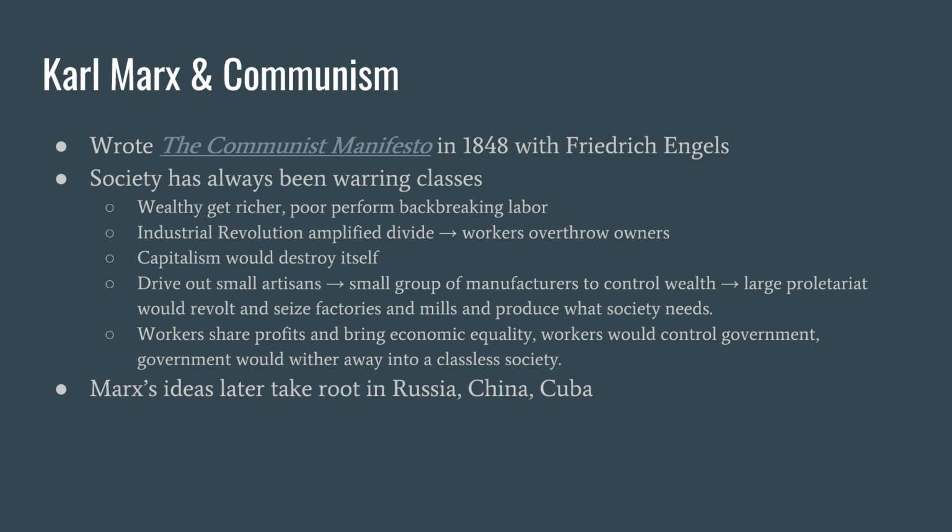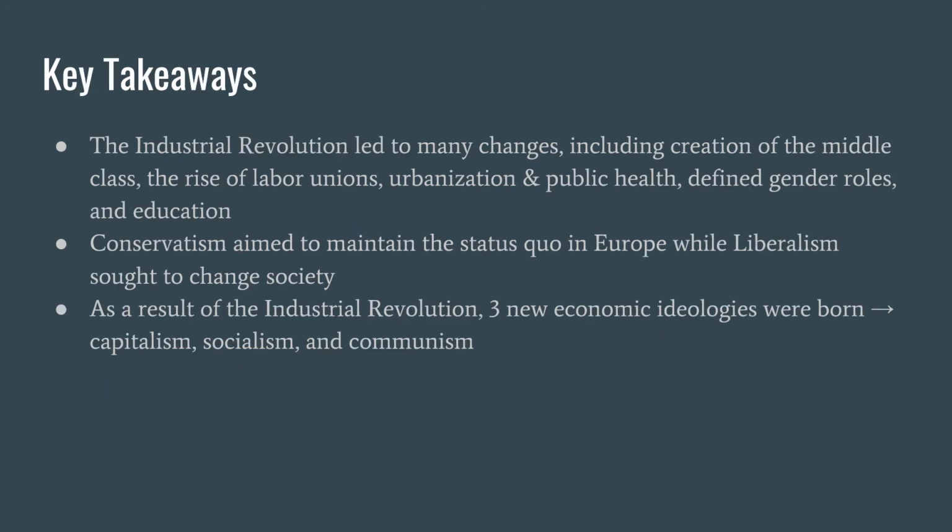So some key takeaways for the Industrial Revolution. We see that the Industrial Revolution leads to many changes, including the rise of labor unions, urbanization, public health, creation of the middle class, among other things. We see conservatism aims to maintain the status quo in Europe, while liberalism looks to change society. And as a result of the Industrial Revolution, 3 new economic ideologies are born: capitalism, socialism, and communism.